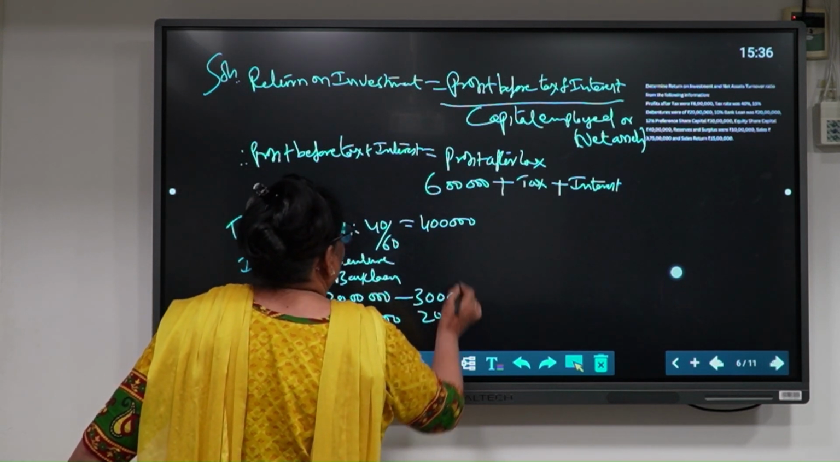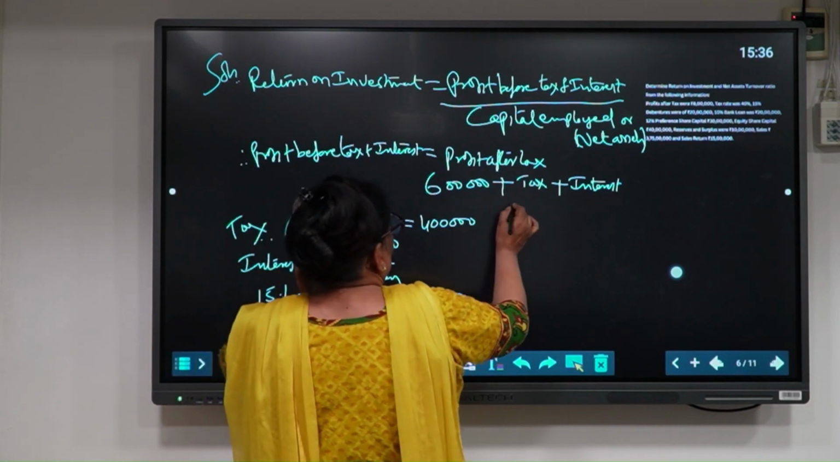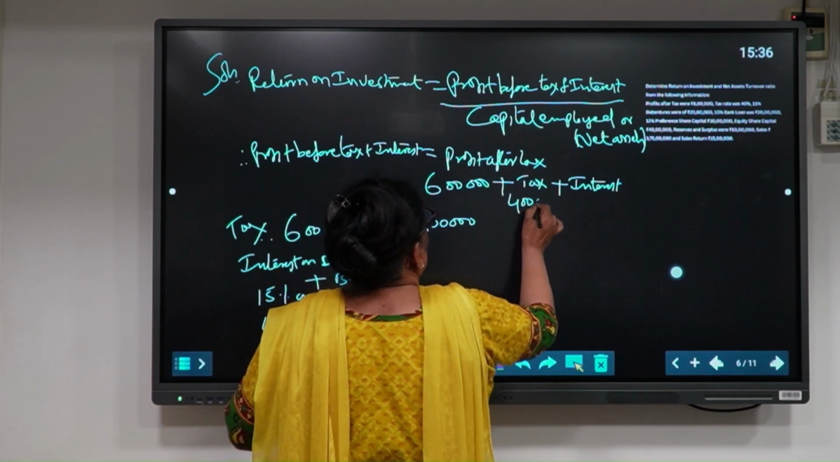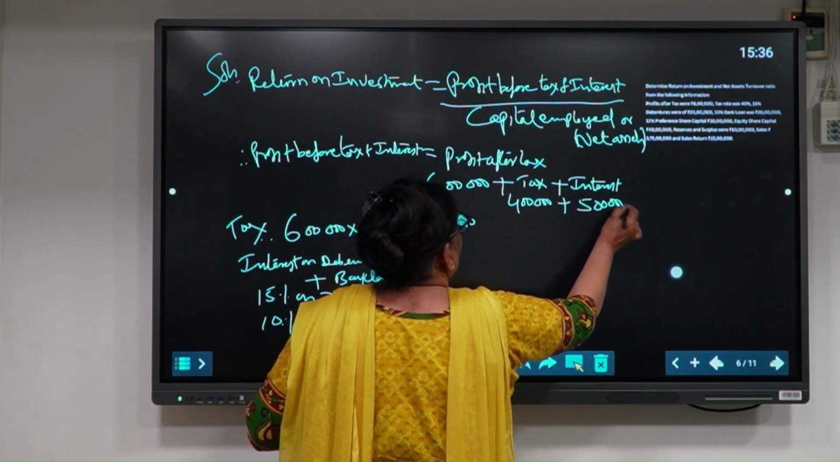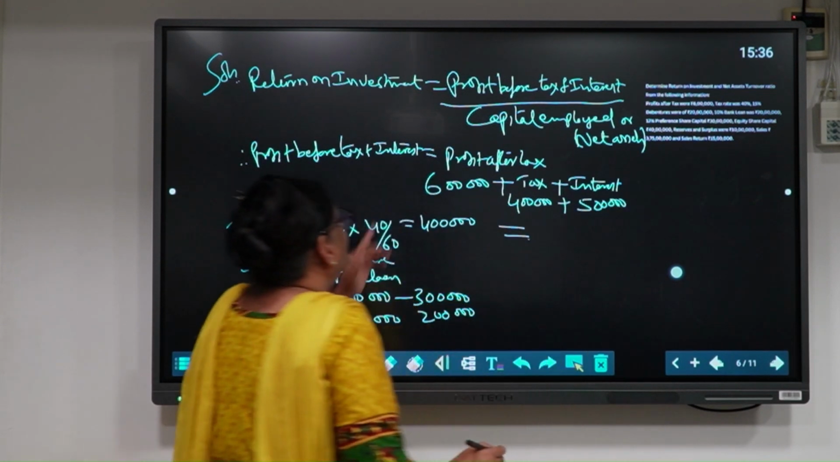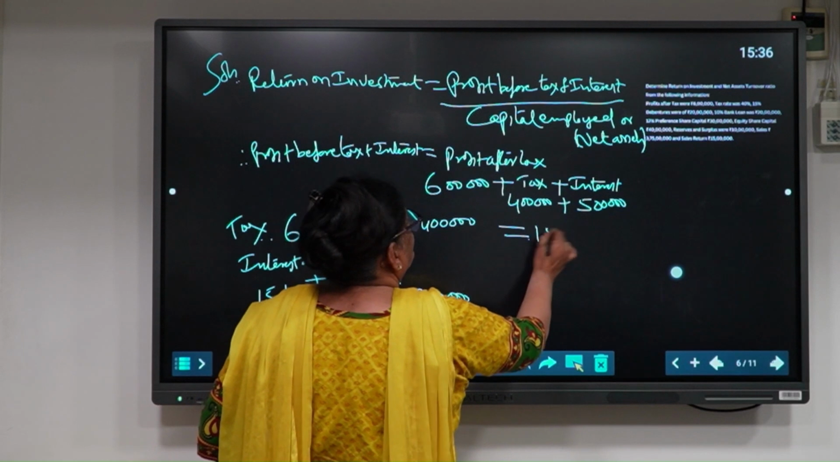So now see, 6 lakhs, 4 lakhs, plus your interest is 5 lakhs. Correct the calculation, tell me how much you get. 6, 10, 15 lakhs you are getting.